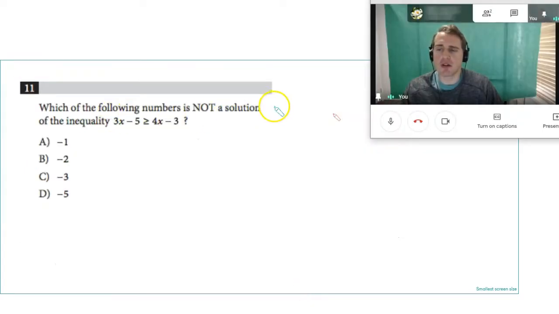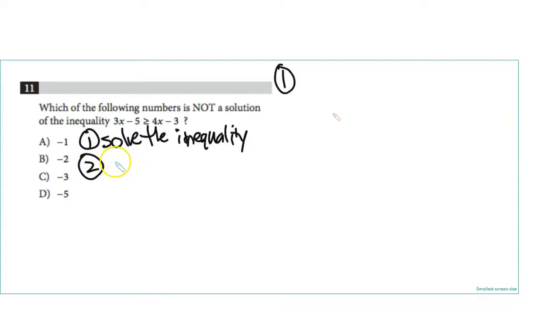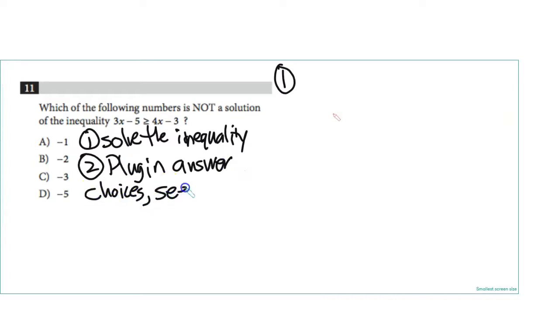Which of the following numbers is not a solution of the inequality 3x minus 5 greater than or equal to 4x minus 3? I don't know how to do this. Okay, so there's one of two ways. The longer, but at least the more thorough method, is to solve the inequality. But the second method, if you're really stuck, is that you can always plug in the answer choices and see which works.